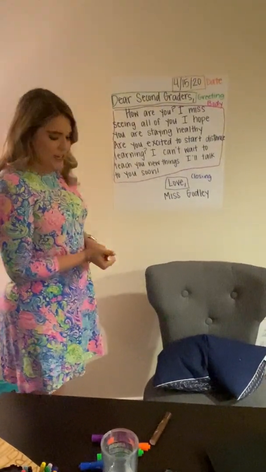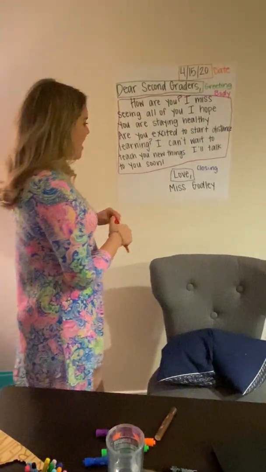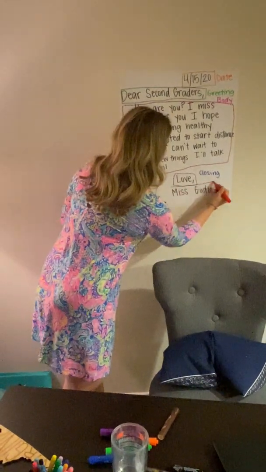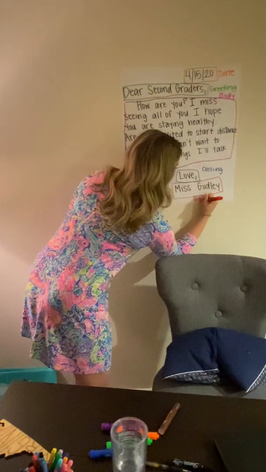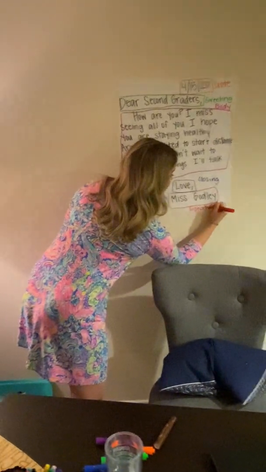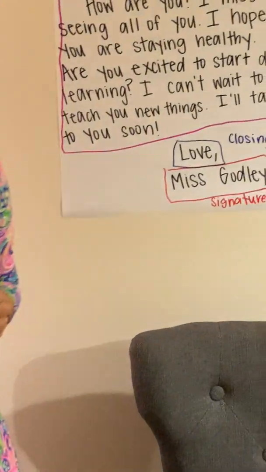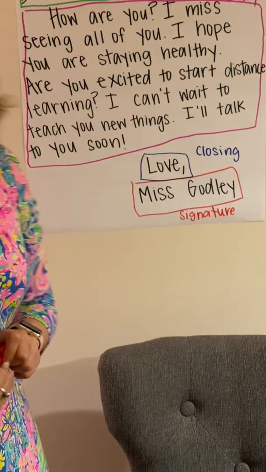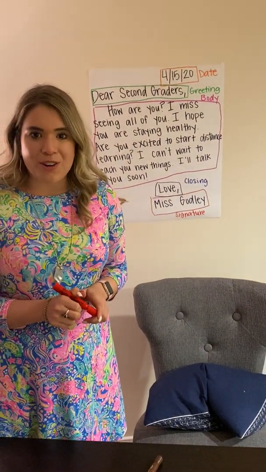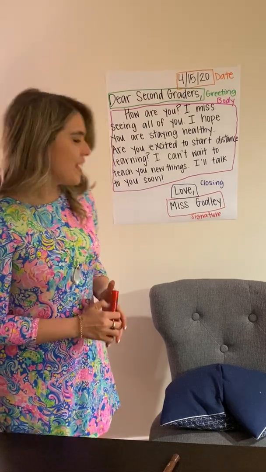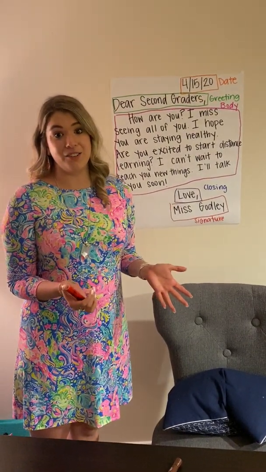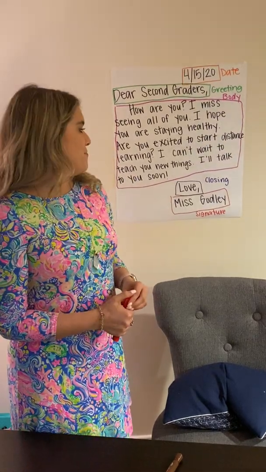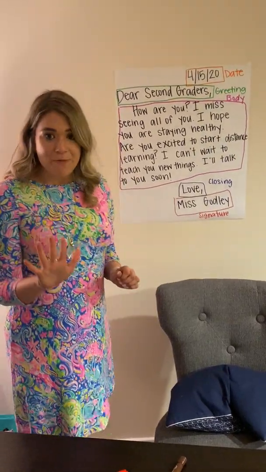And then finally, you're going to skip a line one more time, and the last part of your letter is going to be your signature. Your signature tells the person who's reading the letter who the letter is from. So that part is going to be where you write your name. And that's really important because you want to make sure that whoever you're writing your letter to knows who it's from. So there are 5 parts to a letter.